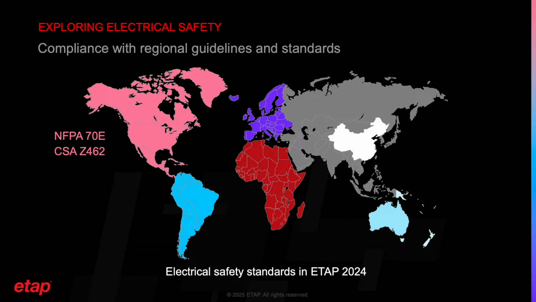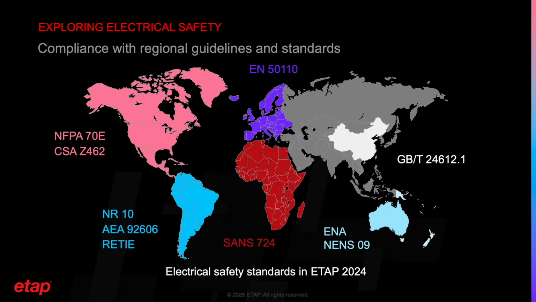For example, ETAP 2024 complies with NFPA 70E, CSA Z462 2024, the primary standards for electrical safety in the workplace used in the United States and Canada, respectively. Electrical safety practices and regulations vary globally. To ensure compliance, ETAP also supports electrical safety standards specific to Europe, South America, Africa, Asia, and Australia. This level of flexibility and compliance enables power engineers worldwide to adhere to local regulations effectively.